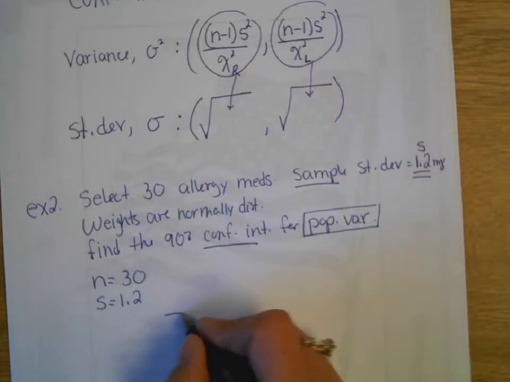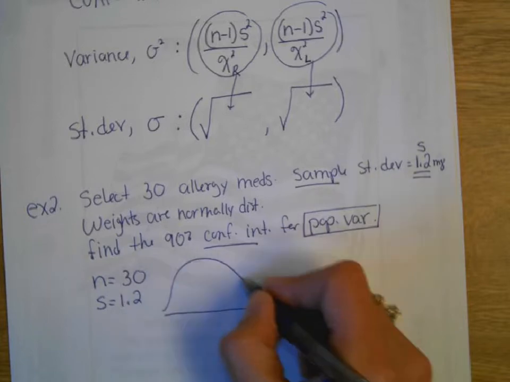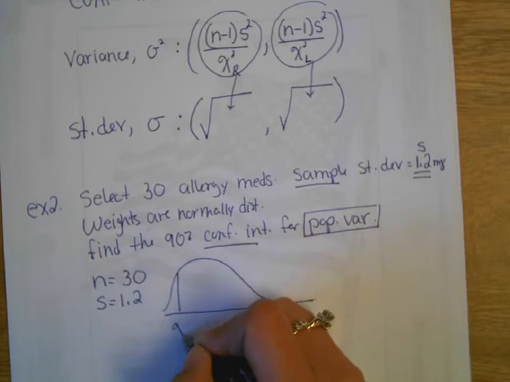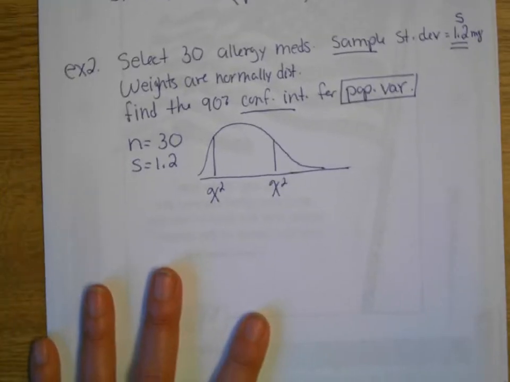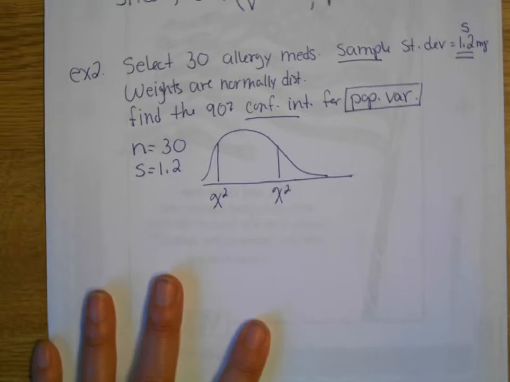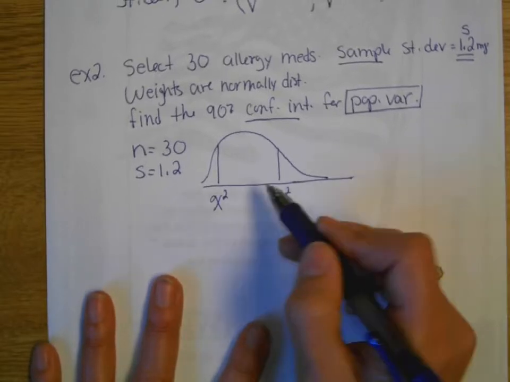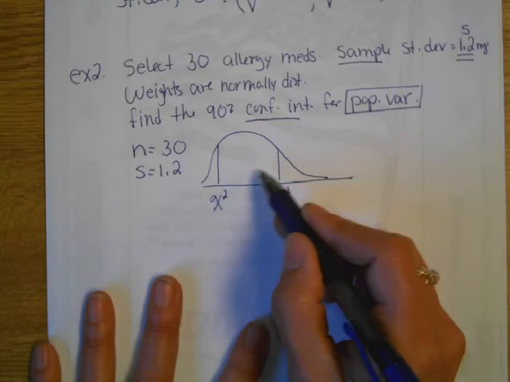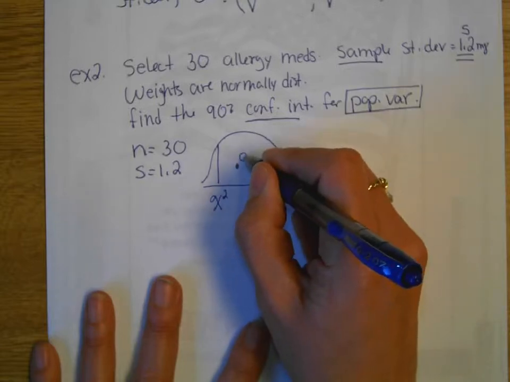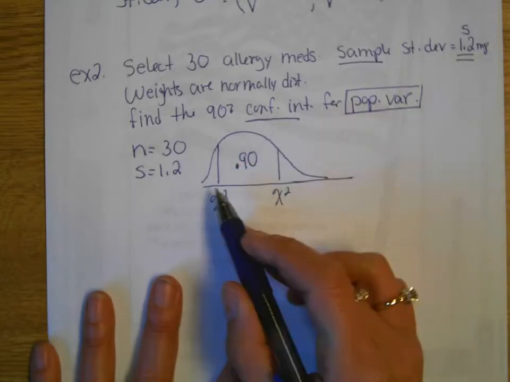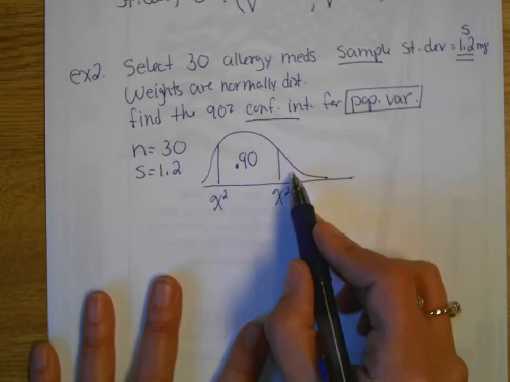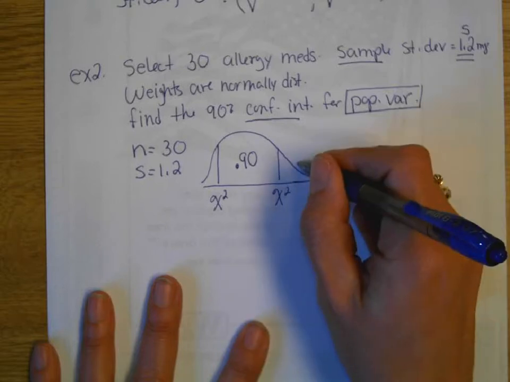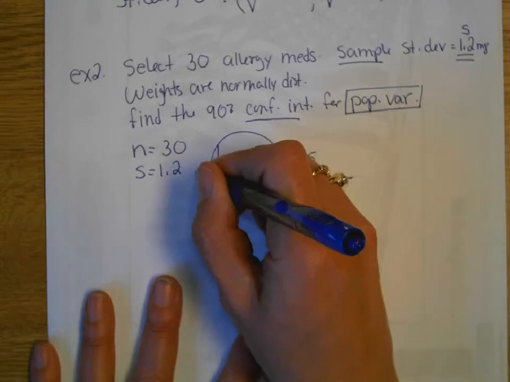I like to make the little graph so I can write the areas on there and then look them up. I need this chi-squared value and I need this chi-squared value. How much area do I know is in between those two chi-squareds? 90%. What does that leave for each tail piece? 5%. 5%. And 5%.